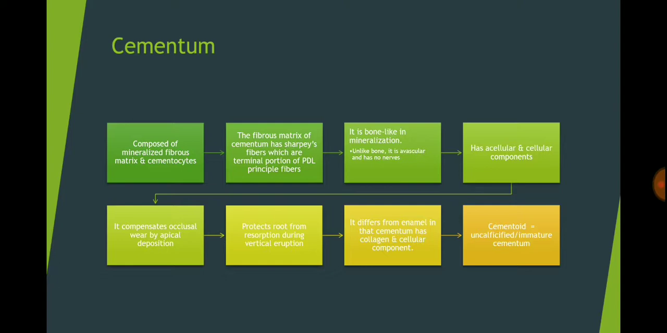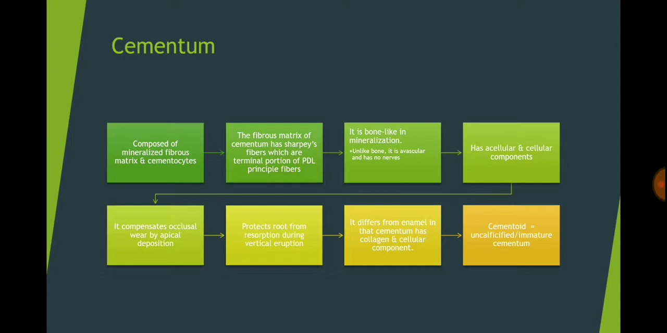So the function of cementum compensates for occlusal wear by apical deposition. If somebody wears off his teeth, because the tooth has to be in occlusion, then you have the deposition of cementum on the apex of the root, causing it to passively erupt. And cementum protects the root from resorption during vertical eruption.